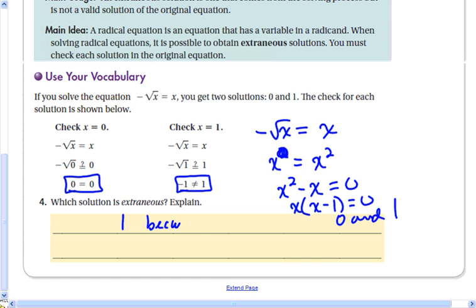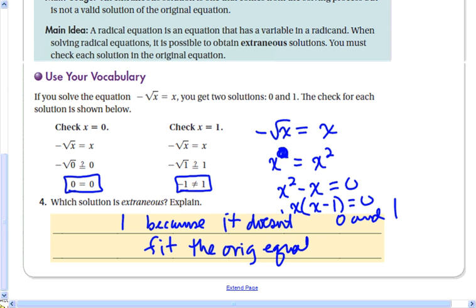Because it doesn't fit the original equation. All right.